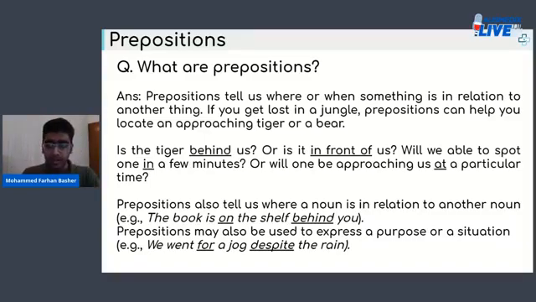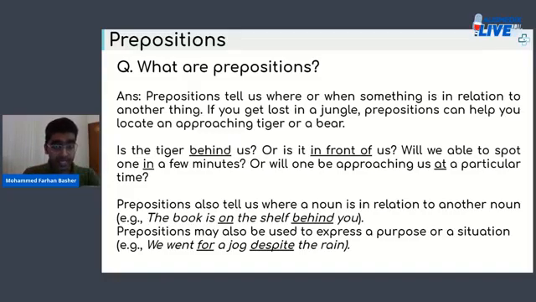So imagine that you've been to a jungle and you've gotten lost in the jungle. You cannot find your way out of it, right? And there's this constant fear of getting attacked by a tiger or maybe a bear or a ferocious animal, right? Now, if you know your prepositions, and if you happen to be with someone else, the other person being safe can actually help you locate a tiger, or beware of a tiger or a bear. How so? Take a look at the examples over here.